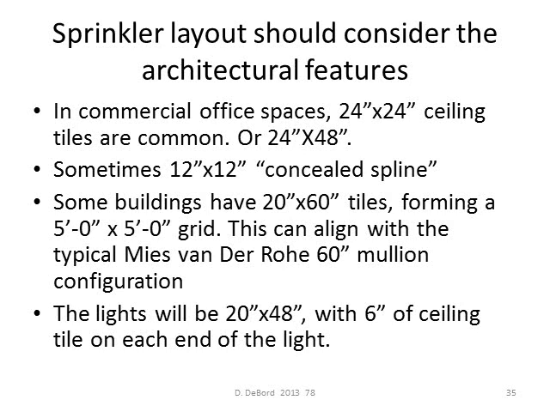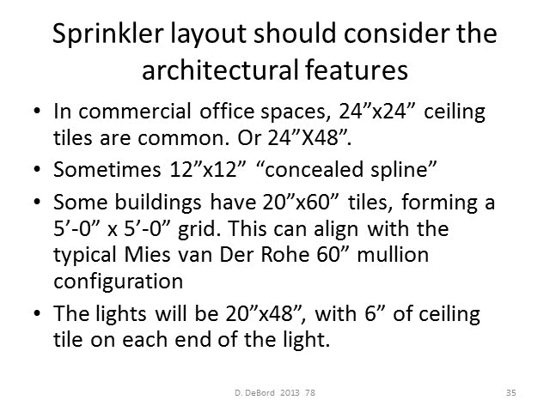Some buildings have 20 by 60 tiles forming a 5-foot by 5-foot grid. This can align with the typical Mies van der Rohe type 60-inch mullion configuration. You see this in a lot of steel buildings, 60-inch window mullions, and the ceiling tiles line up the same in every section because they're 20 inches each, so 3 times 20 is 60, so 60 by 60.